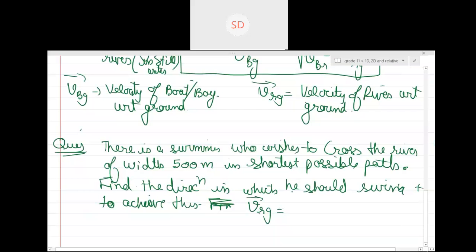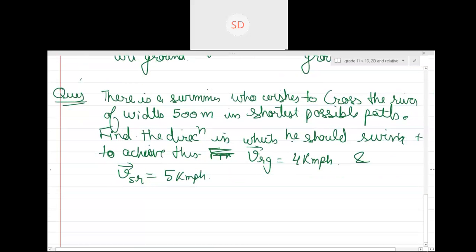like this. I'm too lazy to write all the things. The velocity of the river current is 4 kilometer per hour and the velocity of swimmer with respect to river is 5 kilometer per hour. So this is the question which is given to you. So let's get started. Also find the time taken.